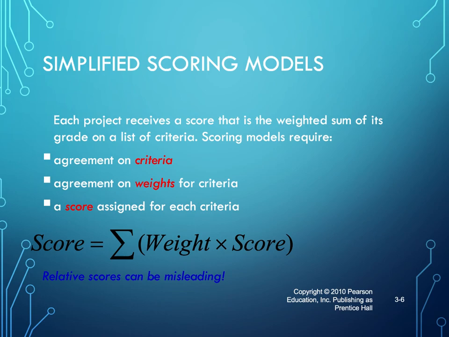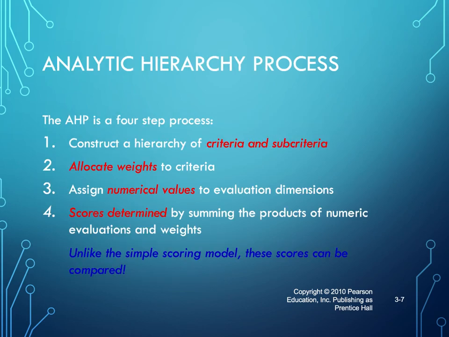Moving along, we have the analytical hierarchy process. So there are 4 steps. Basically, it is to construct a hierarchy, criteria, and sub criteria. Okay. Next is to allocate the weight. How important is this, or do we actually need this? Next, we have numerical value. Okay, in terms of dimension. Okay, which we will take a look at later on. Lastly, we have score determined. Okay. So each project will have all these 4 steps.